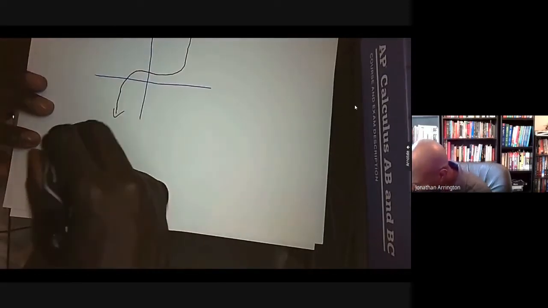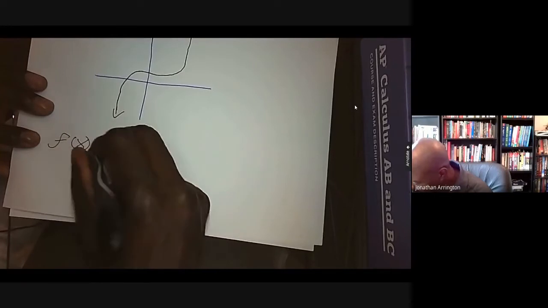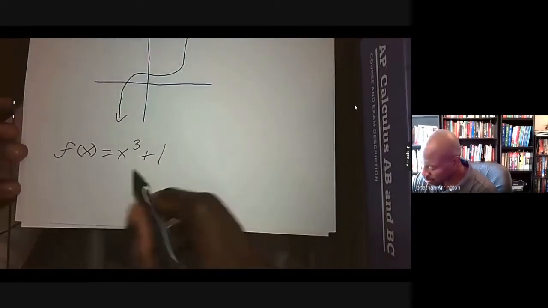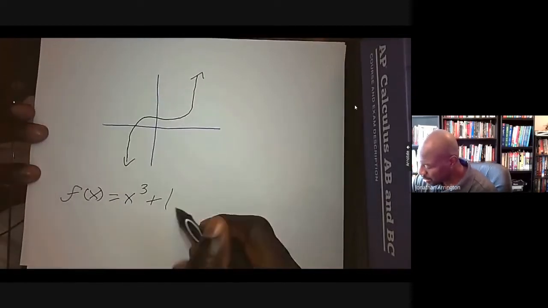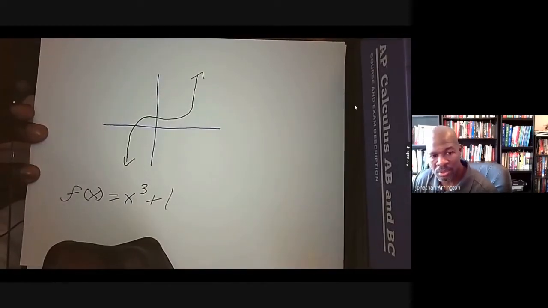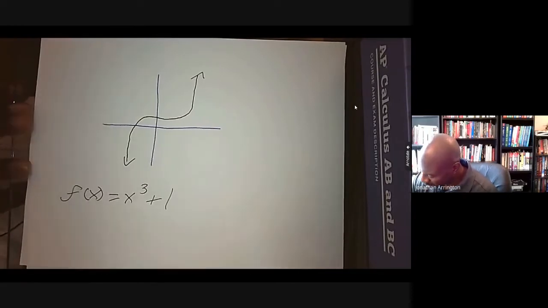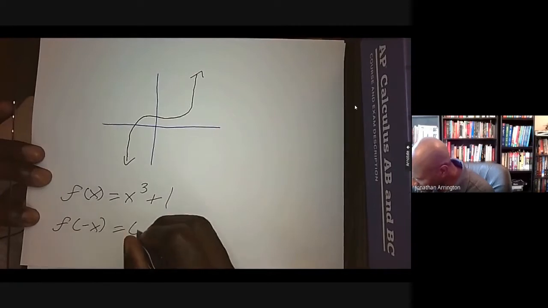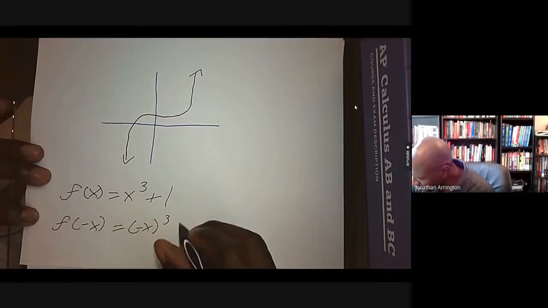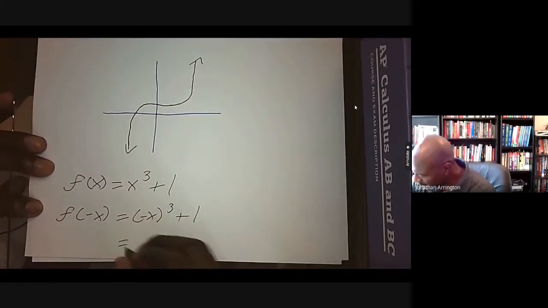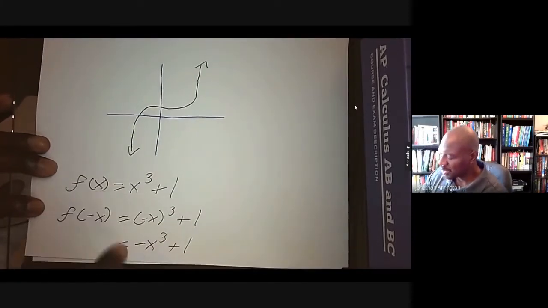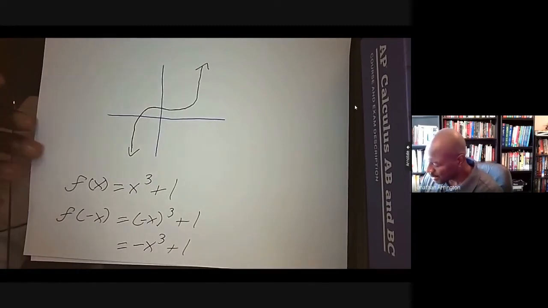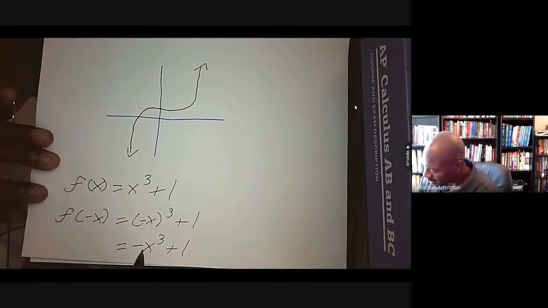So this is kind of the function f of x equals x cubed plus 1. Right, that plus 1, you're understanding, that plus 1 is what moved this graph up 1, correct? Well, let's do the check. f of negative x would be negative x cubed plus 1. That's not f of negative x. That's not negative f of x.